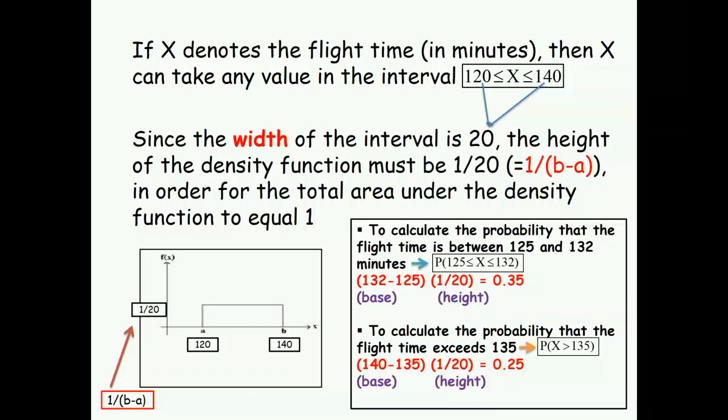To calculate the probability that the flight time exceeds 135, we know our maximum is 140. Exceeding 135 means the maximum minus 135 would be the base. The height is already calculated. So always don't forget height times base. That is the formula that I will give you in your exam. I will give you uniform distribution, height times base. You have to convert what base means, what height means.